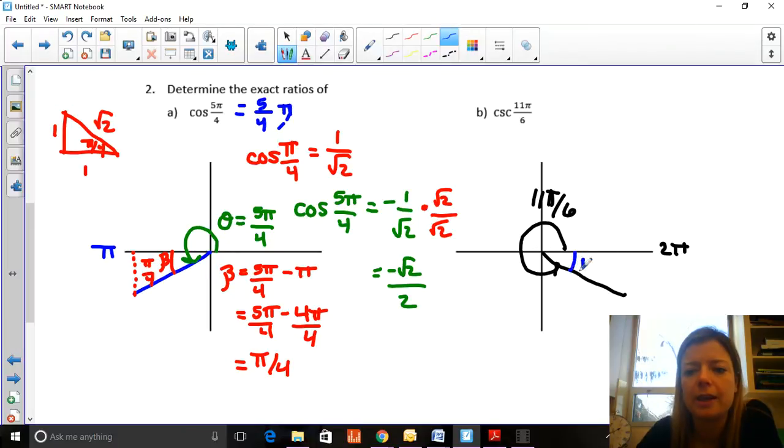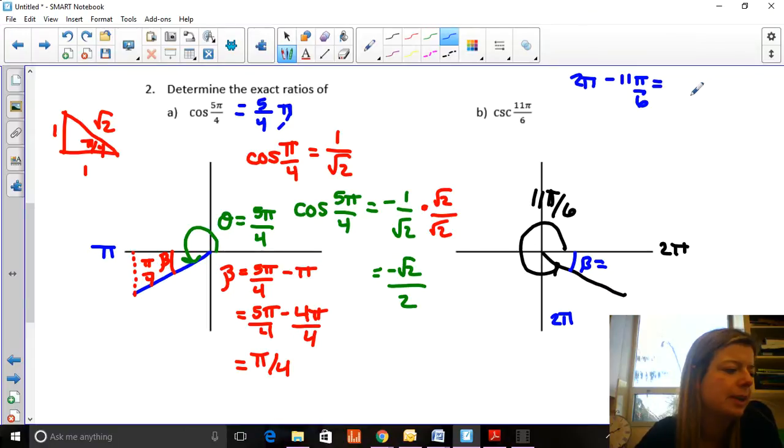So to find beta, you just, again, you do 2 pi minus 11 pi over 6. And you can get a common denominator. You get pi over 6 is what's left. So that means this related acute angle is pi over 6. So to find the cosecant here, we need to find the cosecant of pi over 6.